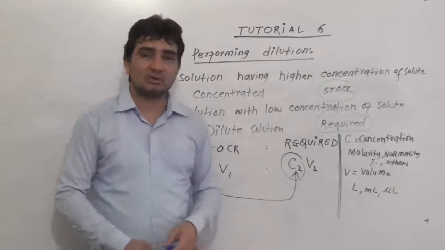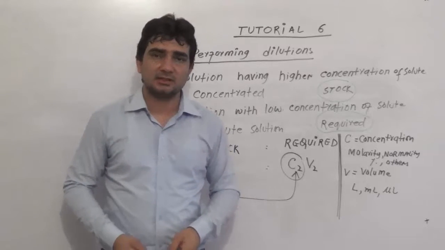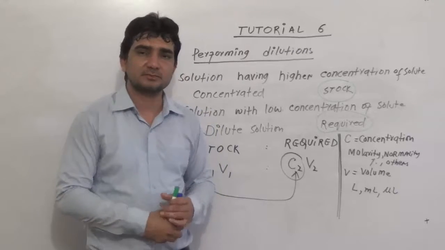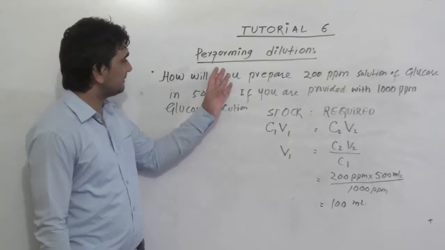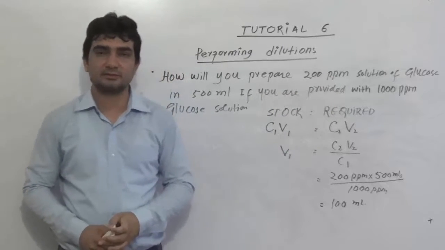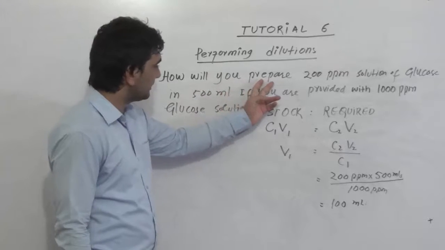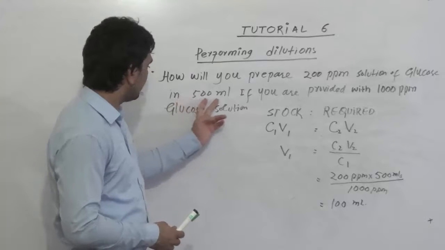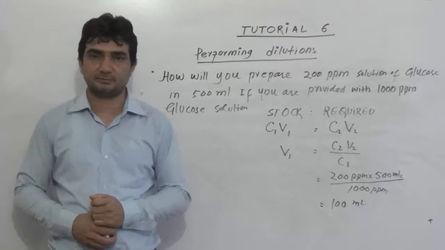We will elaborate this whole concept with the help of 3 examples, and these examples are related to molarity, parts per million and percentage of different solutions. So this is our first example, and this is about parts per million in dilution. According to the statement of this question, how will you prepare 200 ppm solution of glucose in 500 ml if you are provided with 1000 ppm glucose solution?